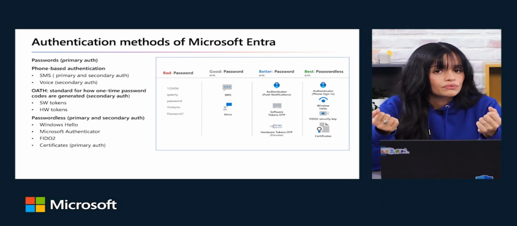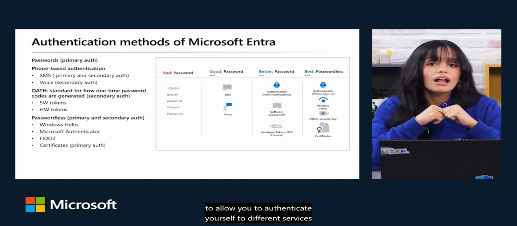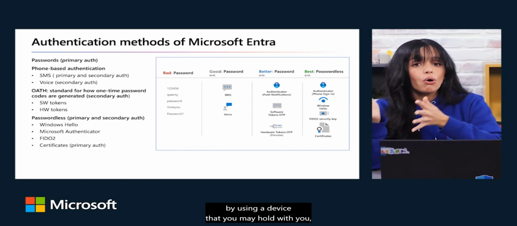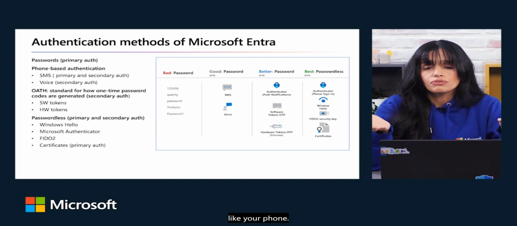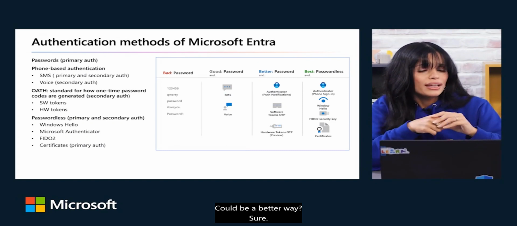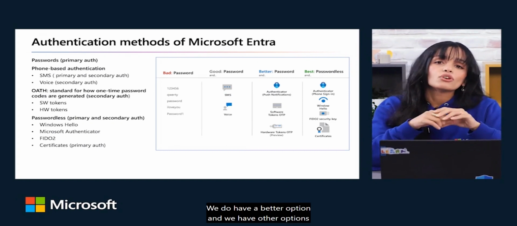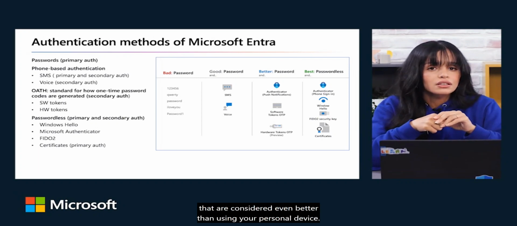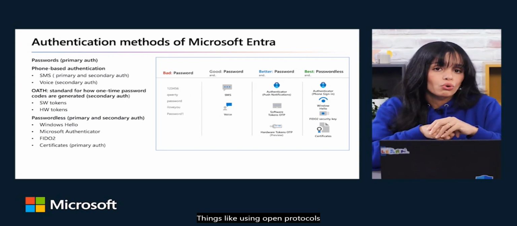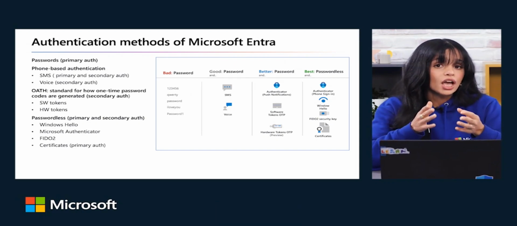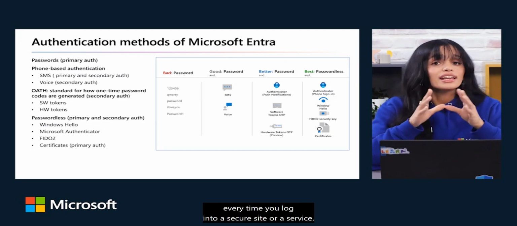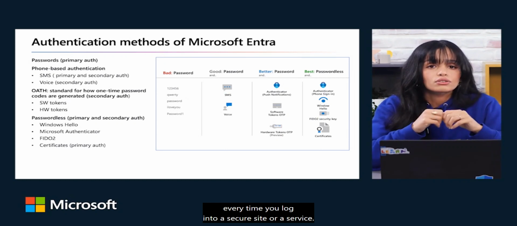What can we do now? You can use secondary methods to authenticate yourself to different services by using a device that you may hold with you, like your phone, using a phone call and an SMS to validate. Could there be a better way? Sure. We do have better options, considered even better than using your personal device. Things like using open protocols that allow you to connect to services using the Microsoft Authenticator app, which can allow you to authenticate yourself every time you log into a secure site or a service.